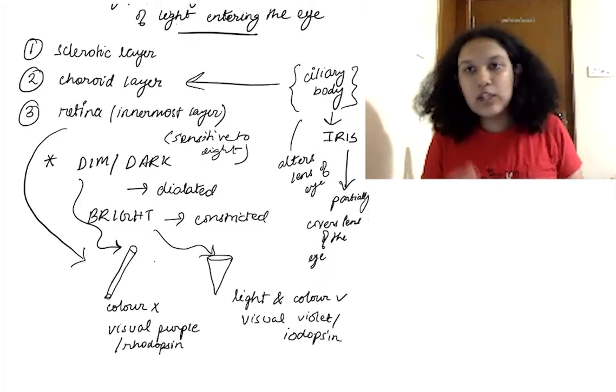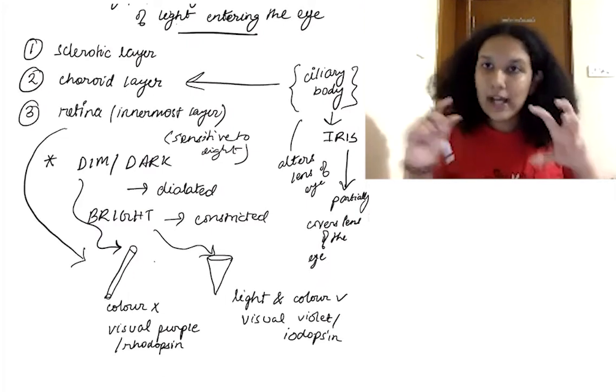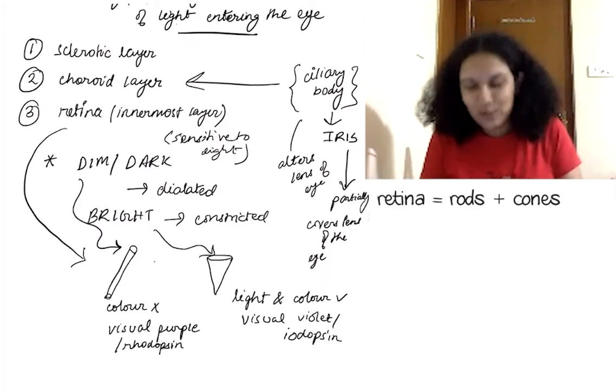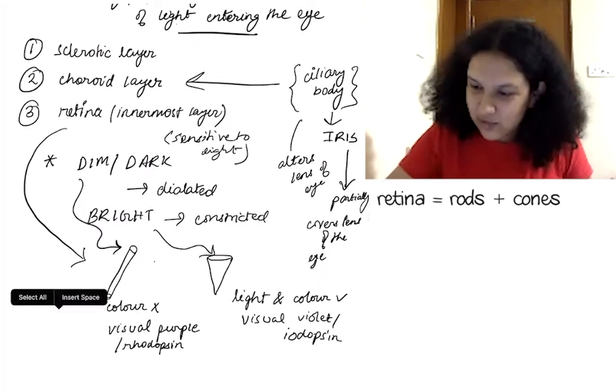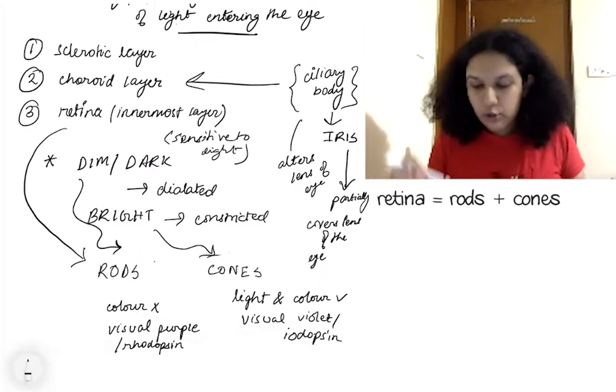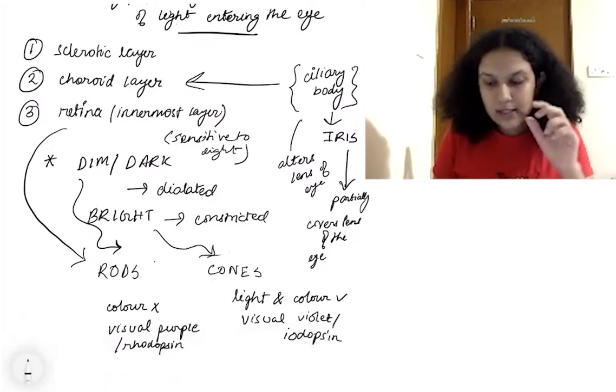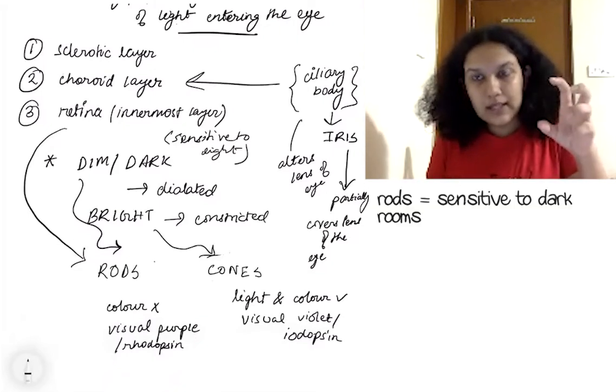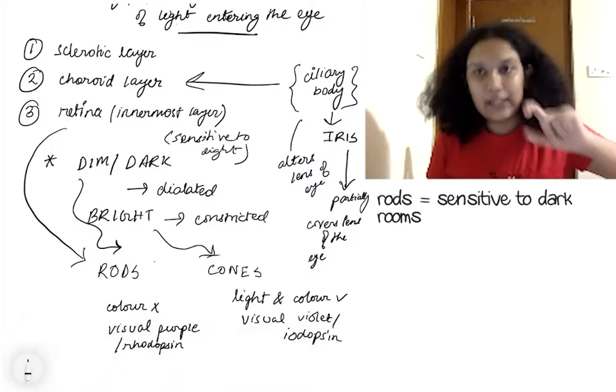The retina essentially has two parts to it, rods and cones. So you can see a very bad visual representation. I will just write it down for you. Now, what's the difference and what's the purpose? So rods essentially are sensitive to dim or dark rooms. That's where the rods come into play in the retina of your eye.